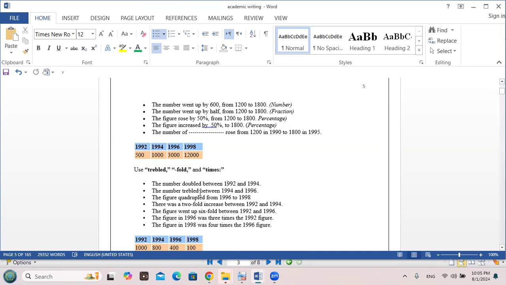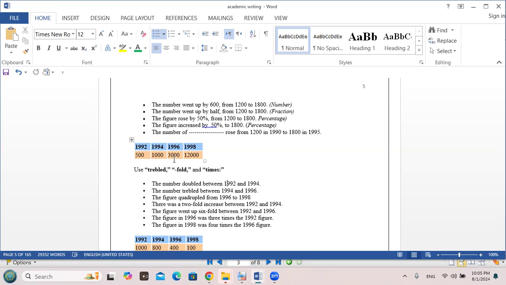And again, he said the number tripled. What does tripled mean? Increased by 3 times. Yes, the number tripled between 1994 and 1996. In 1994 it was 1,000, and in 1996 it was 3,000. So it's much better than writing again the number increased. It's not wrong, by the way: it increased from 1,000 in 1994 to 3,000 in 1996. It is not wrong for sure, but you're not supposed to use the same pattern of sentences all over the essay.